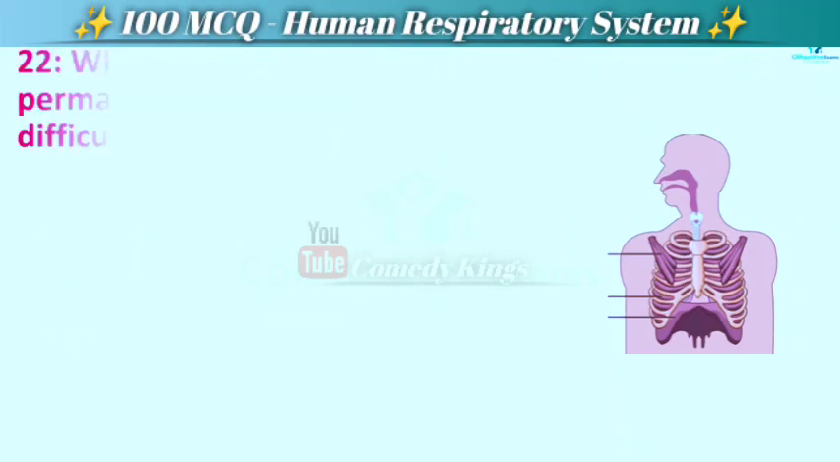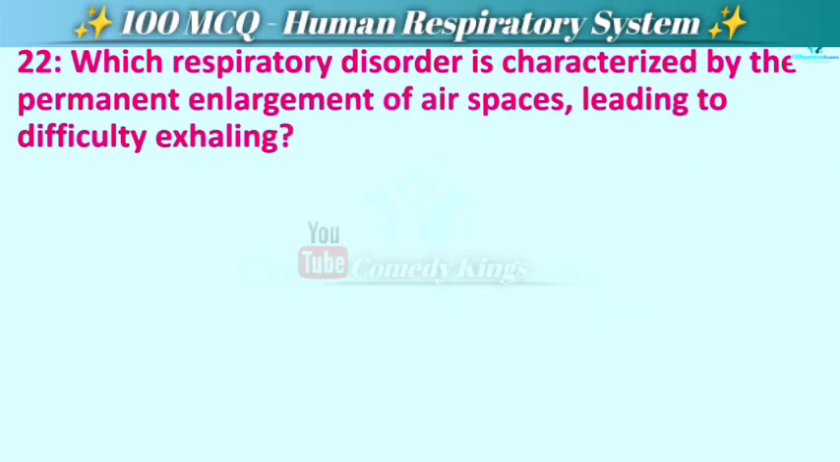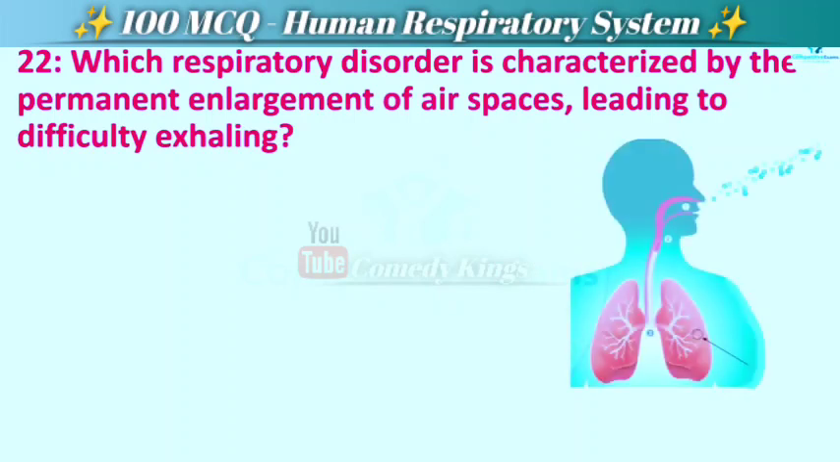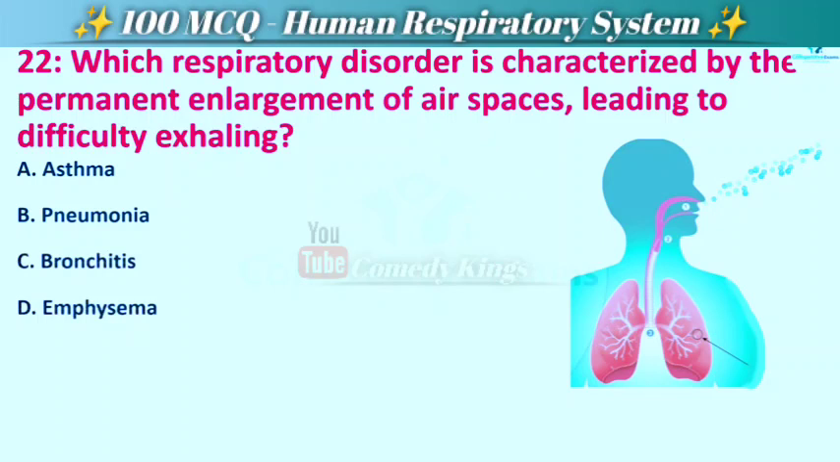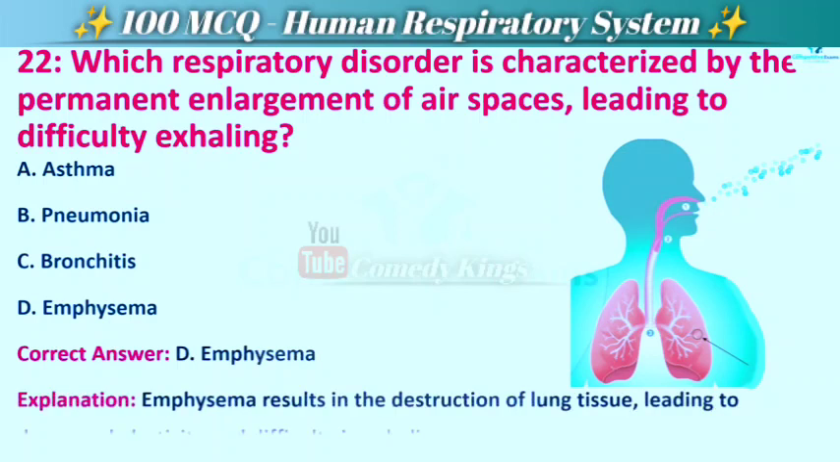Question number 22. Which respiratory disorder is characterized by the permanent enlargement of air spaces, leading to difficulty exhaling? The options are asthma, pneumonia, bronchitis, or emphysema. The correct answer is D, that is emphysema. Emphysema results in the destruction of lung tissue, leading to decreased elasticity and difficulty in exhaling.